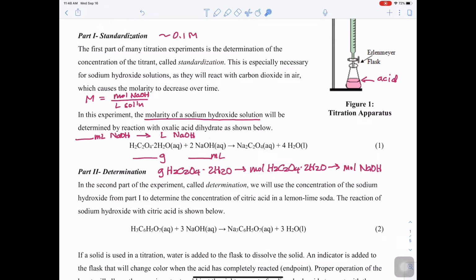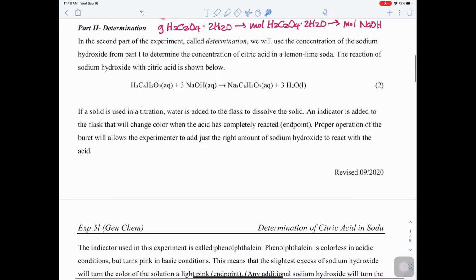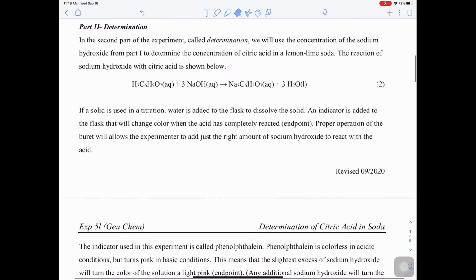We can sort of check our work because we know that it's approximately 0.1 molar. So if we end up with something like 10 or 0.0005, that indicates that we did something wrong in our calculations. It should be pretty close to 0.1. After we've established that, then we can go on to the second part, which is the determination. In the determination, we're going to use the sodium hydroxide that we just standardized to find the concentration of an acid. In this case, it will be in a fictional soda called 6-down.